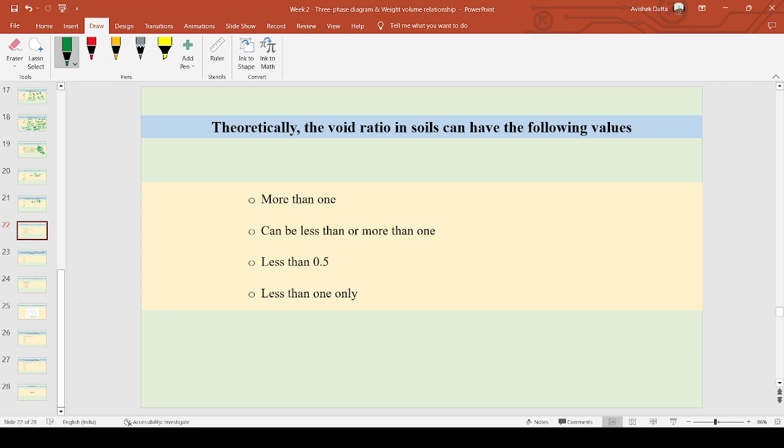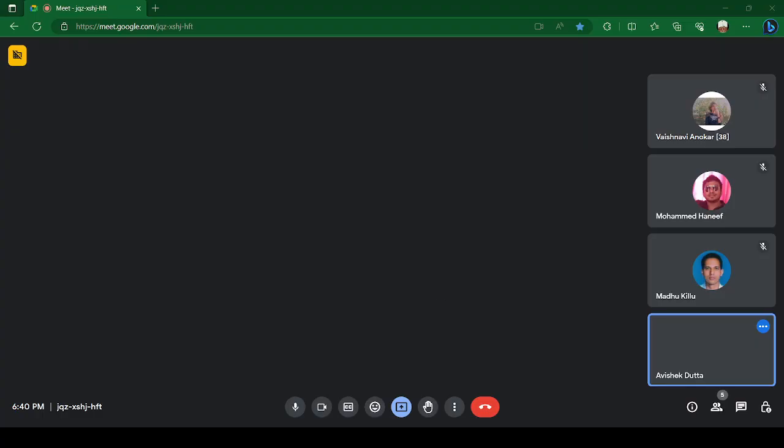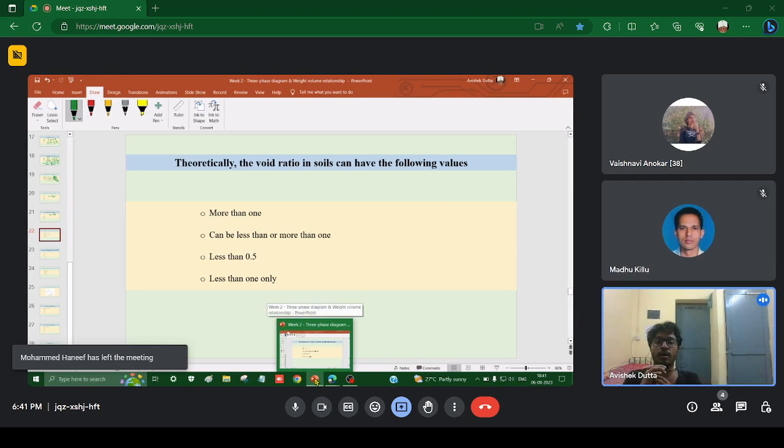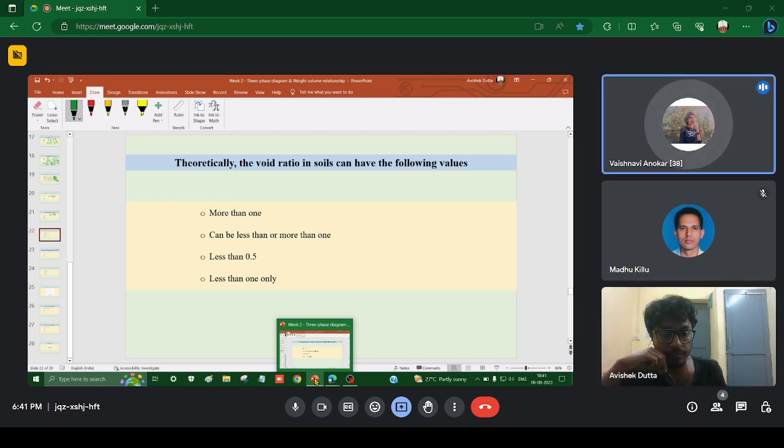Next question. Theoretically, the void ratio in soils can have the following values. Which is the answer? Less than 1. Wait. Void ratio can have any values less than 1. Why less than 1? You are saying it can't be more than 1. Okay, we'll just see.